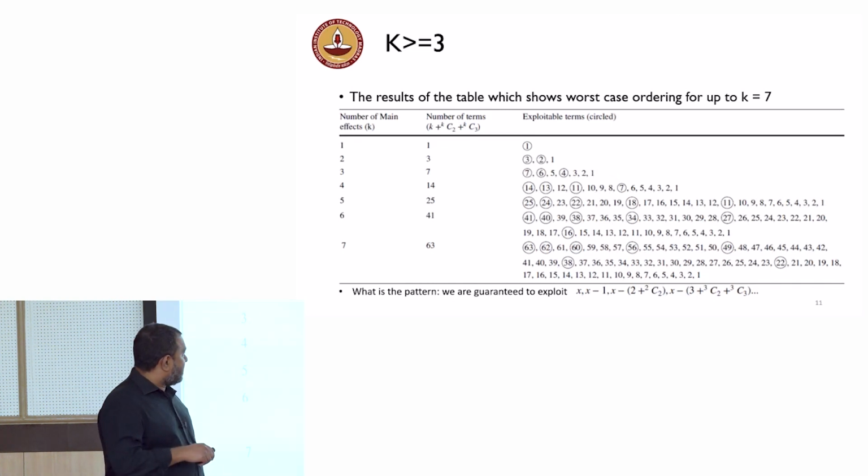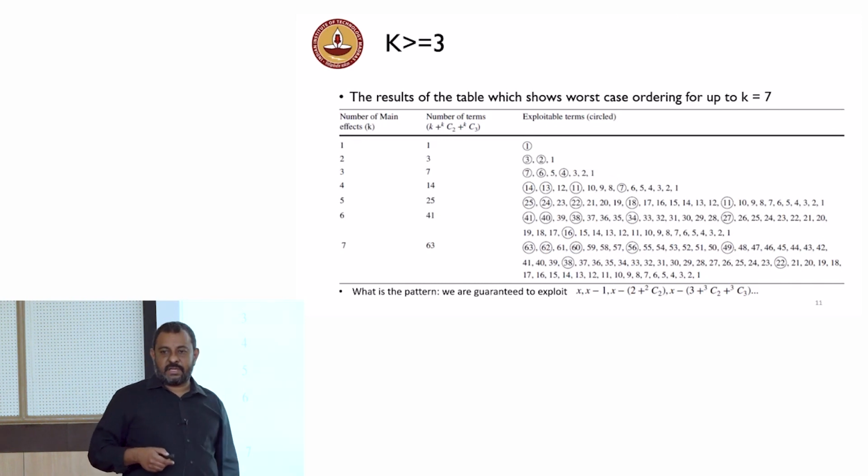When there are 3 factors, there are 7 effects, you're able to say I'll always exploit 7 and 6, I might have to skip 5 and go to 4. And then I'm not guaranteed to exploit anything else. So similarly, you're able to write this out for different numbers of effects, and there is a very clear pattern that starts emerging.